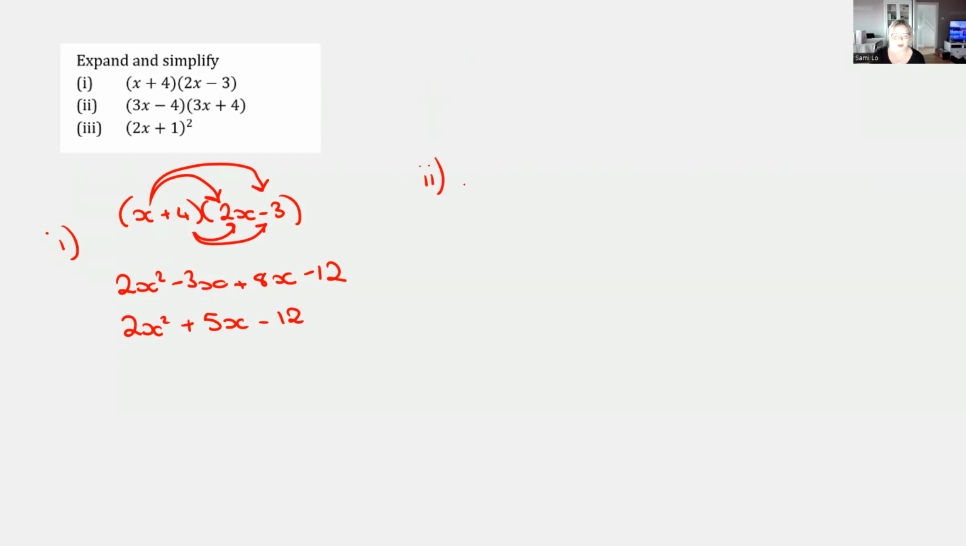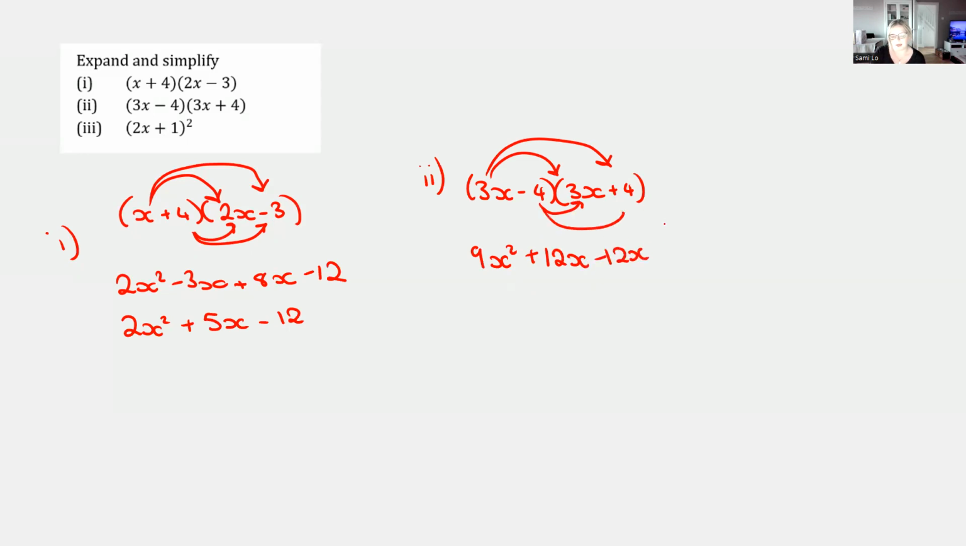There we go. We've got 3x minus 4 and 3x plus 4. Again, same thing. That gives us 9x squared, then 12x, minus 12x, and the last one, minus 16. This question is actually showing the difference of 2 squares. As you'll see, these 2 cancel out, giving us just minus 16 as our answer. Just be aware that it does happen.